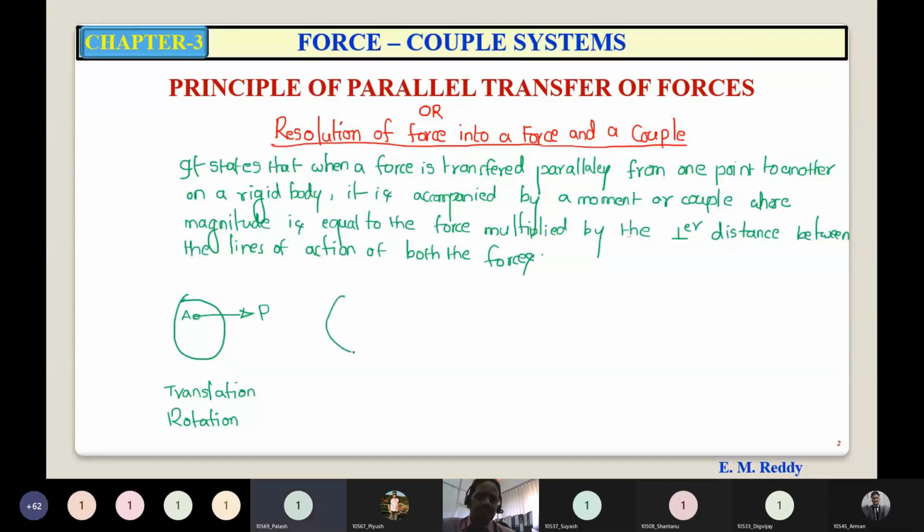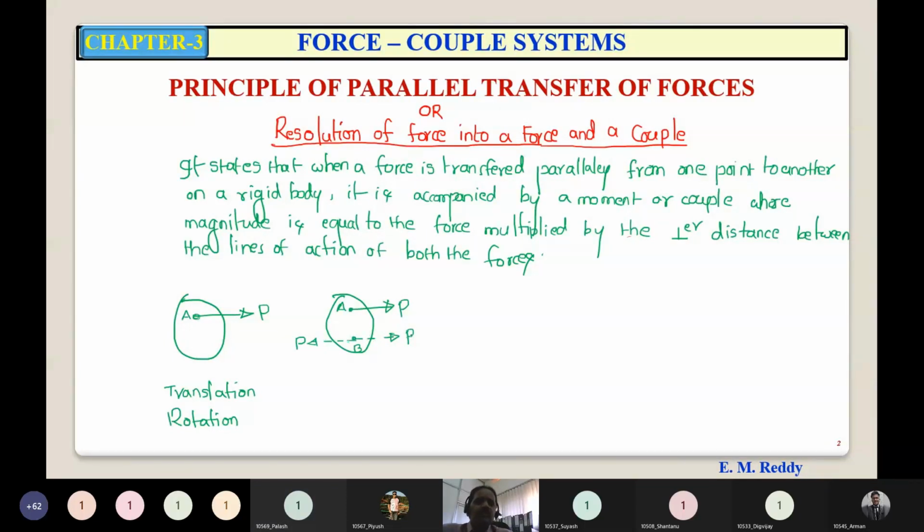Now, there is the same body I am considering. There is force P acting at A. Now I am considering another point B on the rigid body. Now I am applying two forces of magnitude P in the opposite direction at point B. See, initially force P is acting at A, which will have some effect. Now, at some other point B, I am applying two forces of equal magnitude, same as the force P, parallel to the force P and in the opposite direction.